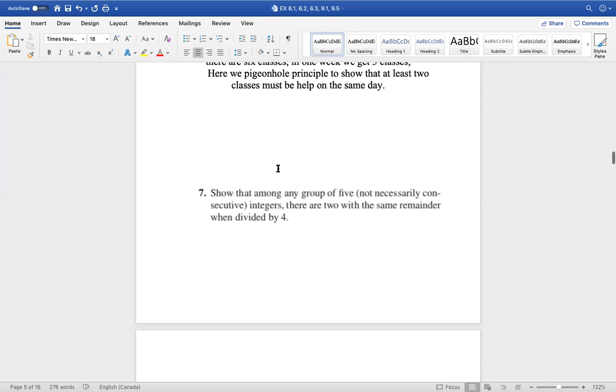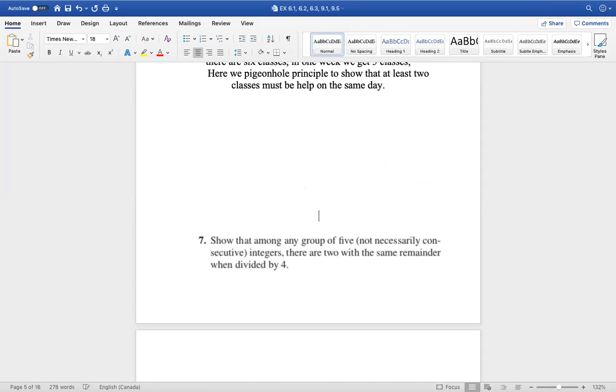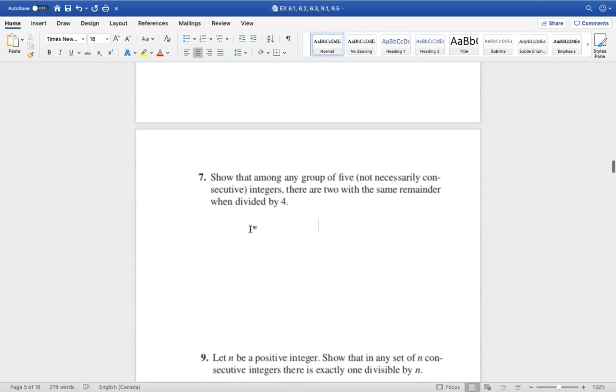Next question. Show that among any group of 5 not necessarily consecutive integers, there are 2 with the same remainder when divided by 4. Okay, so we have to show that among any group of 5 not necessarily consecutive integers, there are 2 with the same remainder when divided by 4.